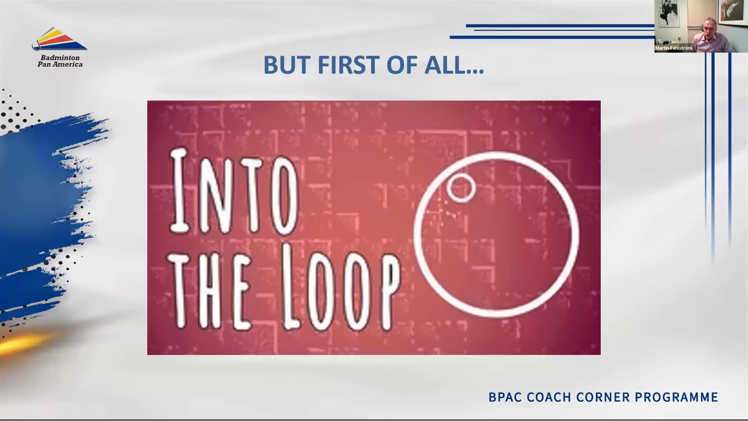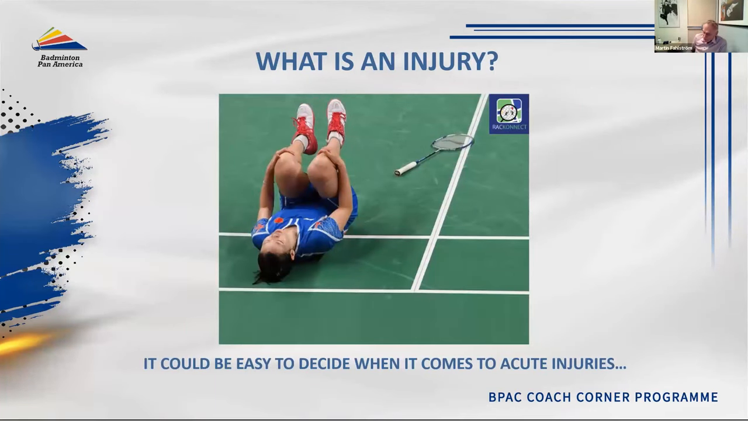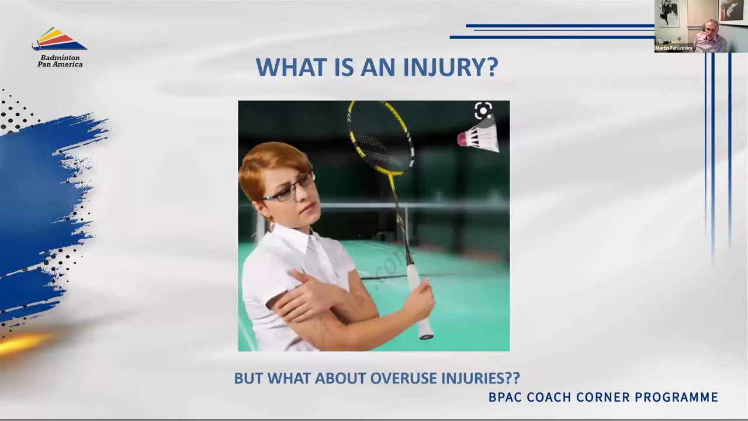But first of all, there is something that must be discussed, and that is we have to go into the loop and discuss what is actually an injury. I mean, no problems with this player. We guess that he has some kind of injury. But when it comes to what you see on TV, when you see players getting injured during major events, it could be easy to decide that it's an injury when it comes to acute injuries, but it could be more difficult because most of the badminton injuries are what we call overuse injuries.